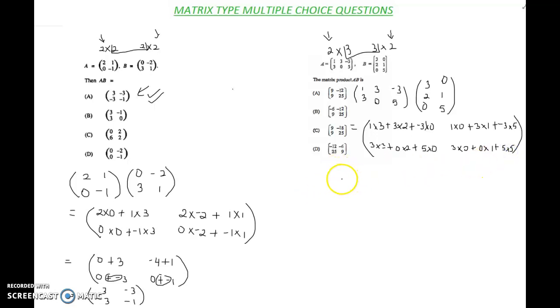And now it's time to simplify. So 1 by 3 is 3 plus 3 by 2 is 6 plus -3 by 0 is 0, right? And let's come across here. So 1 by 0 is 0 plus 3 by 1, 3 by 1 is 3 plus -3 by 5 is -15.